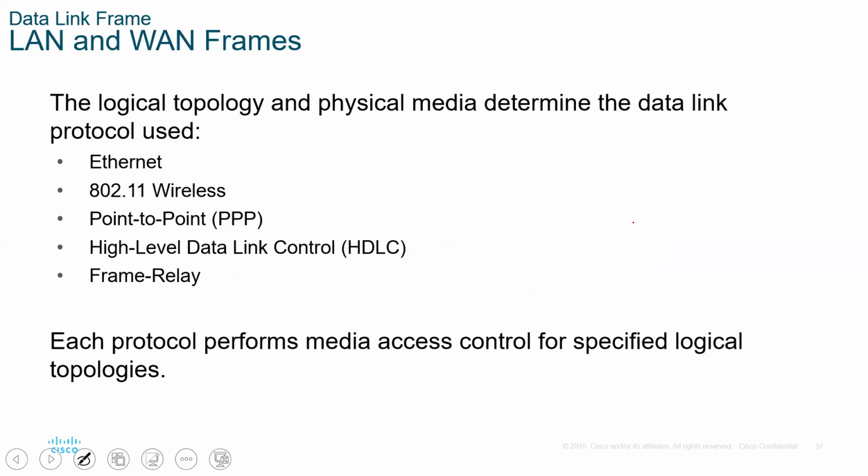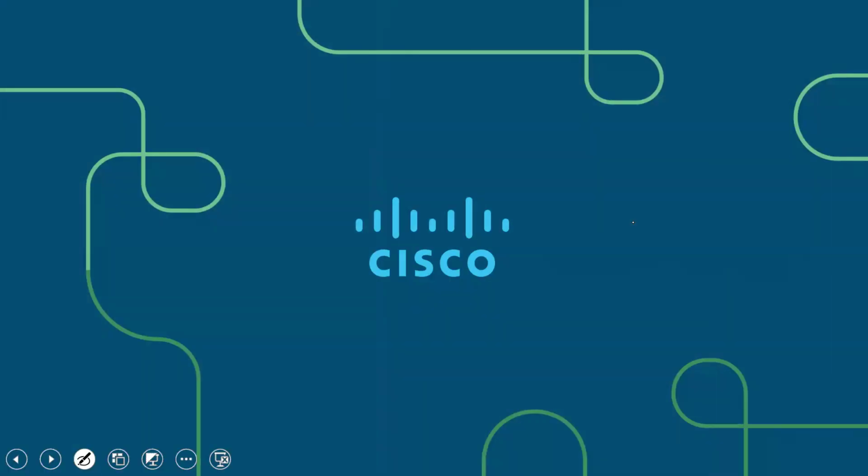So the logical topology and the physical medium determine the data link protocol that is used. Sometimes you use Ethernet, sometimes you use wireless, sometimes you use point-to-point, sometimes you use HDLC, sometimes you use Frame Relay. I know some of this may be a little strange, but when we get to CCNA 3, we will talk a lot more about this. So this is where we'll draw the curtain for the end of module 6.